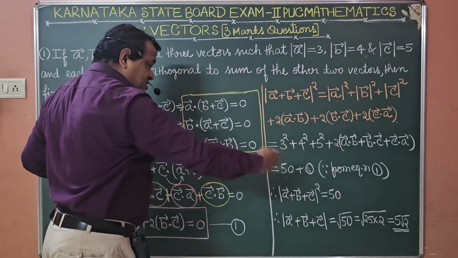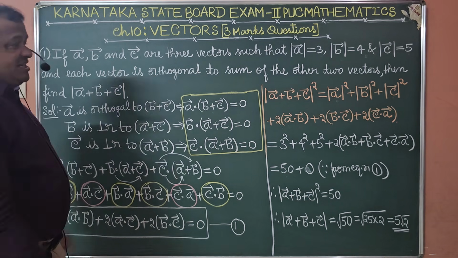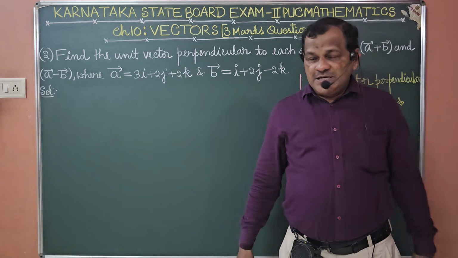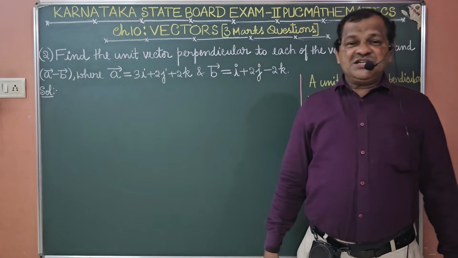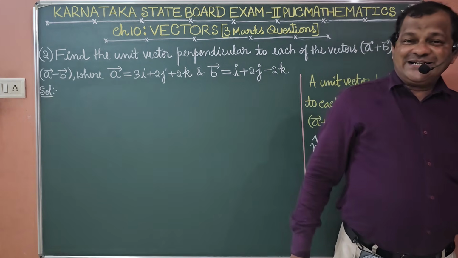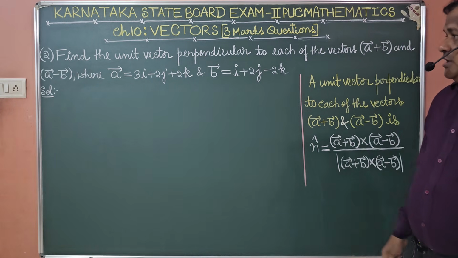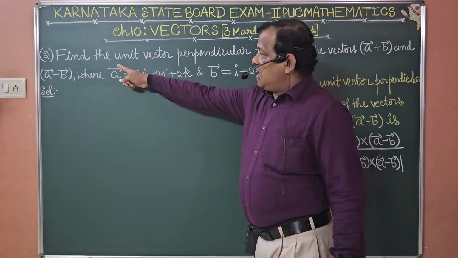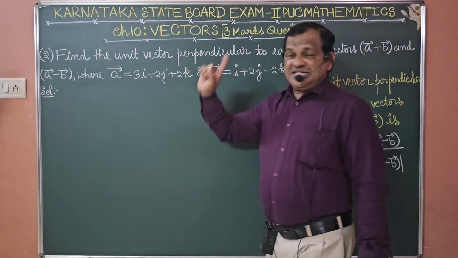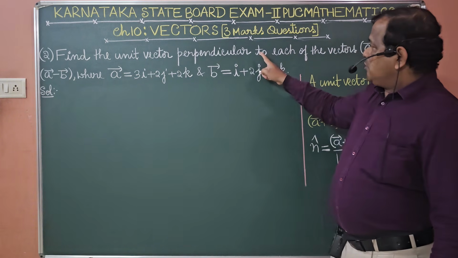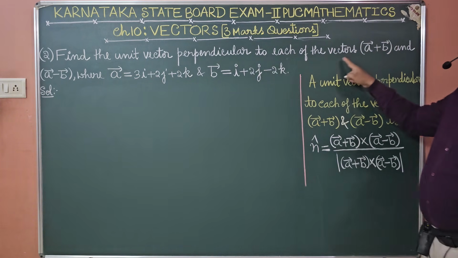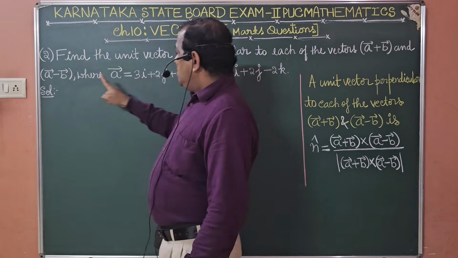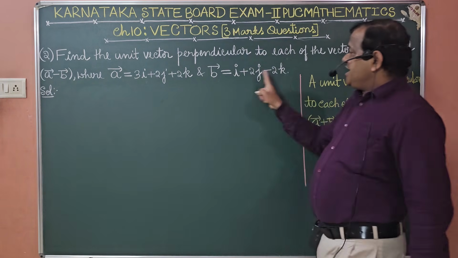So watch the video carefully and understand. So dear students, here is the next very important 3 marks question. Kindly read the question. Find the unit vector perpendicular to each of the vectors A vector plus B vector and A vector minus B vector, where A vector and B vector are given.